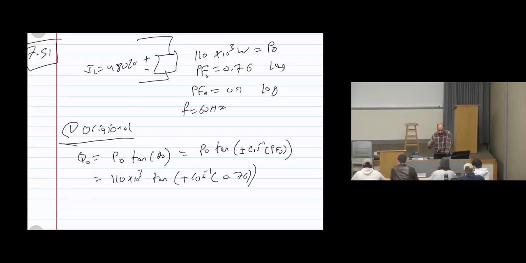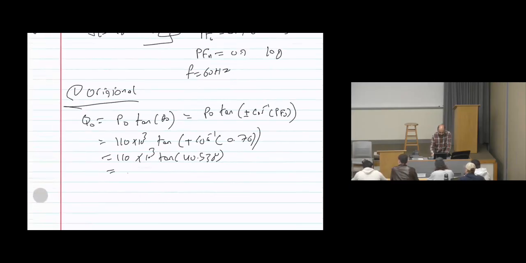Then you can first do the cosine inverse. So it's going to be 110 times 10 power 3 times tan of, if cosine inverse, it will be 40.536 degrees. Then the answer will be 94.07 times 10 power 3, or in other words, 94.07 kilo. And the unit is var, since it is reactive power. Again, the unit of the reactive power is var. Now I'm done with the original case.